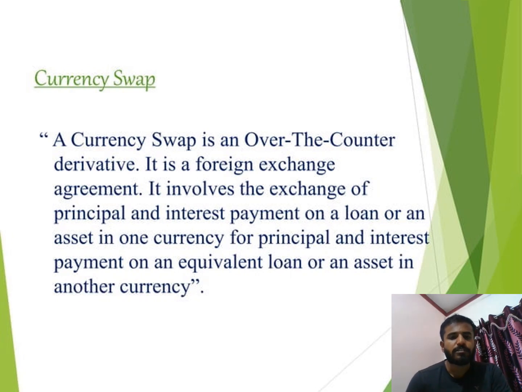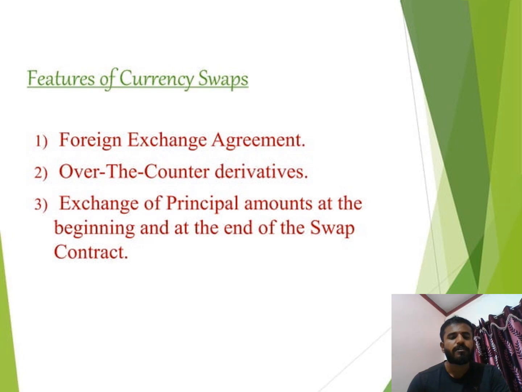Let us know about currency swap. Currency swap is an over-the-counter derivative. It is a foreign exchange agreement. It involves the exchange of principal and interest payments on a loan or asset in one currency for principal and interest payments on an equivalent loan or asset in another currency. This is known as a currency swap. Features of currency swap: foreign exchange agreement, over-the-counter derivative, exchange of principal amount at the beginning and at the end of the swap contract.